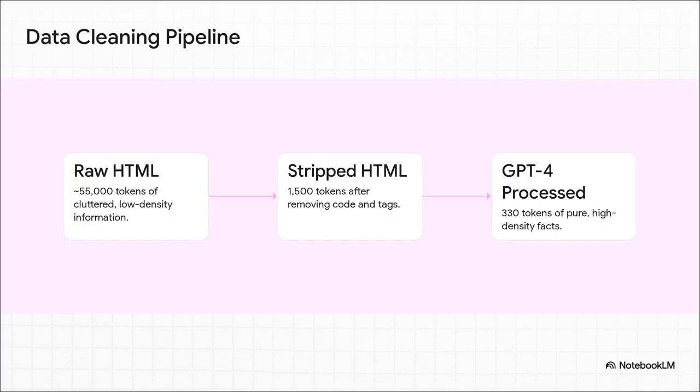But now, watch what happens when we start cleaning. We start with a whopping 55,000 tokens of that raw HTML mess. A simple script can strip out the obvious junk and get us down to 1,500 tokens. That's pretty good. But the real leap is next. We can use another AI, like GPT-4, to go through and pull out only the core facts. And boom, we're down to just 330 tokens of pure, concentrated information.